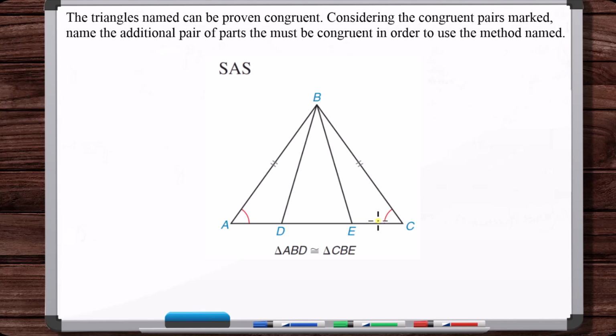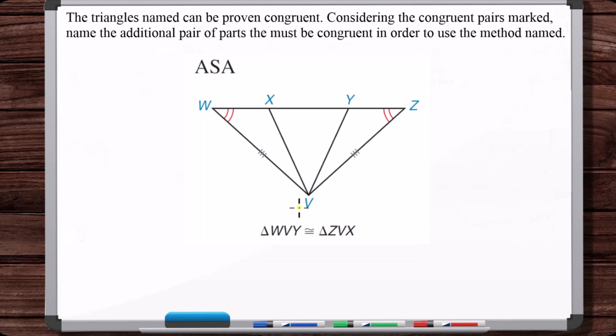So to use side angle side, we would have to show that this side is congruent to this side. AD, we'd have to show that AD is congruent to EC.